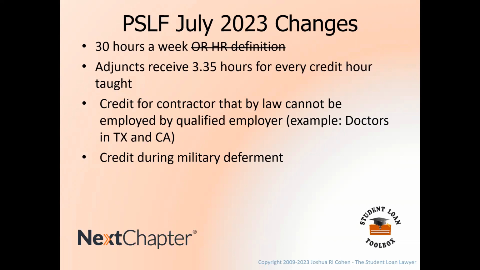For those of you in Texas and California, pay attention. Contractors that by law cannot be employed as a W-2 employee for a qualified employer can get credit. So apparently doctors in Texas and California are not allowed to be W-2 employees of hospitals. They have to be contract. If they are a contractor for a qualifying hospital as a doctor in Texas and California, they will receive credit. I don't know any other examples. Okay.